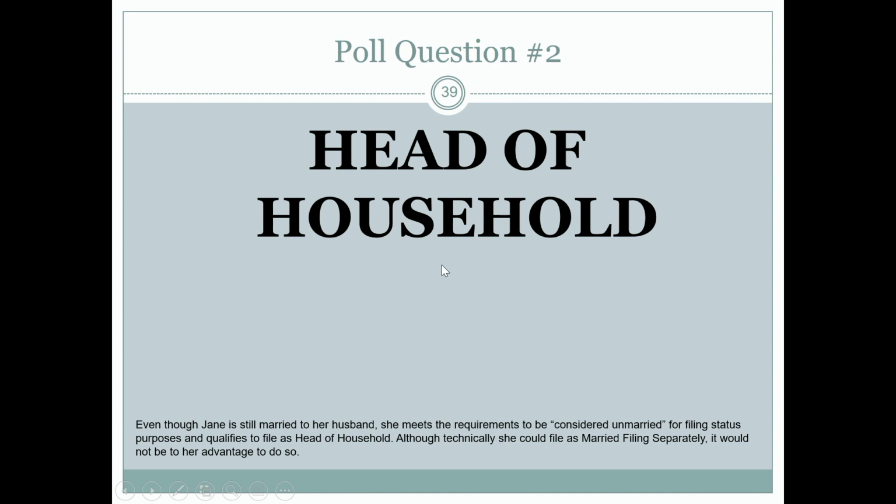Okay, so the most advantageous filing status in this situation is going to be head of household. Even though Jane was still married to her husband, she meets the requirements to be considered unmarried for that filing status and qualifies as head of household. Although technically she could file as married filing separate, it would not be to her advantage to do so. Her taxes would be more. She would lose out on a lot of the credits that she would be entitled to, such as possibly the earned income credit, child tax credit, additional child tax credit. So we would definitely want to do head of household for her filing status.